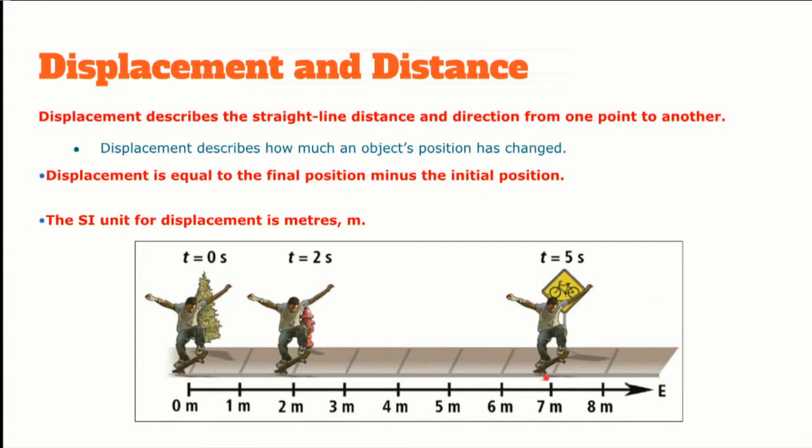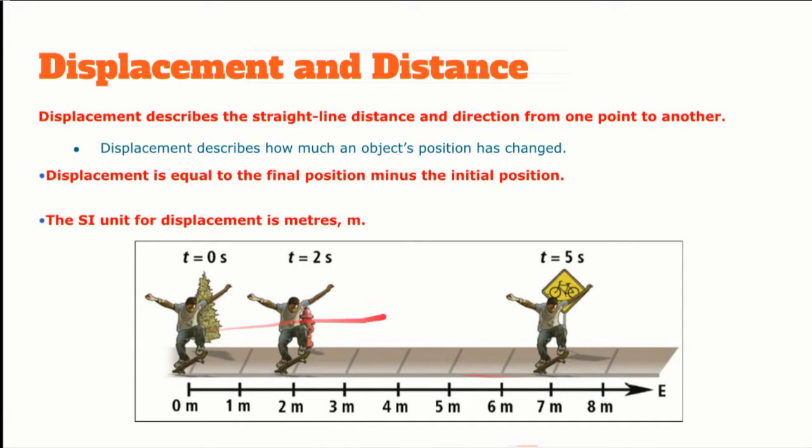What if I wanted his position or displacement from the fire hydrant to the sign? How far has he gone from the fire hydrant to the sign? I don't have to always talk about the tree to the sign. I could talk about from the fire hydrant to the sign. What is his displacement between these 2 points? Well, he started at 2 meters and then he ended at 7. So how far did he go between the fire hydrant and the sign? Well, that was 5 meters. So his displacement from here to here was 5 meters.